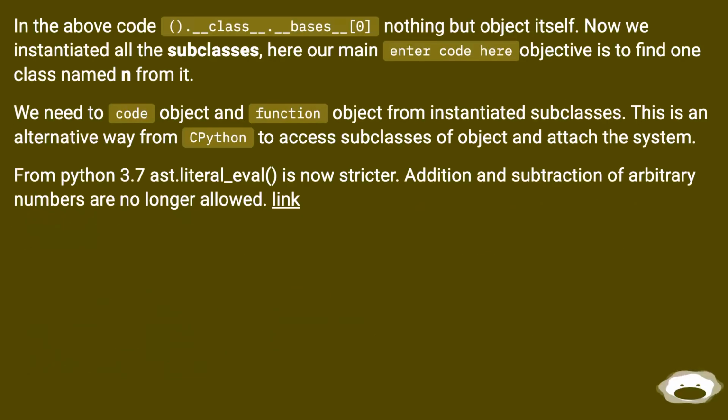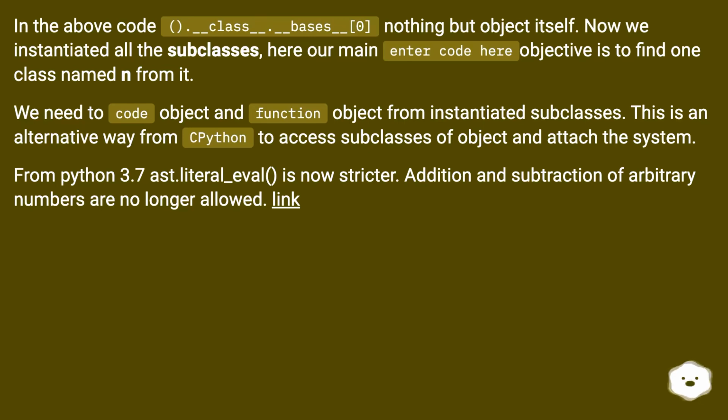In the above code, ().__class__.__bases__[0] is nothing but object itself. Now we instantiated all the subclasses. Here our main objective is to find one class named n from it. We need the code object and function object from the instantiated subclasses. This is an alternative way from Python to access subclasses of object and attach the system.